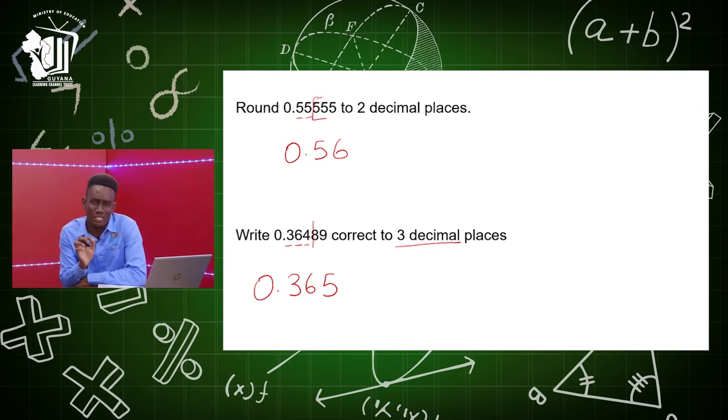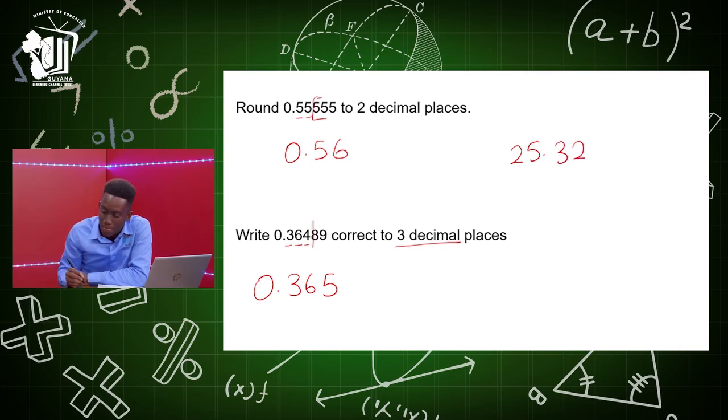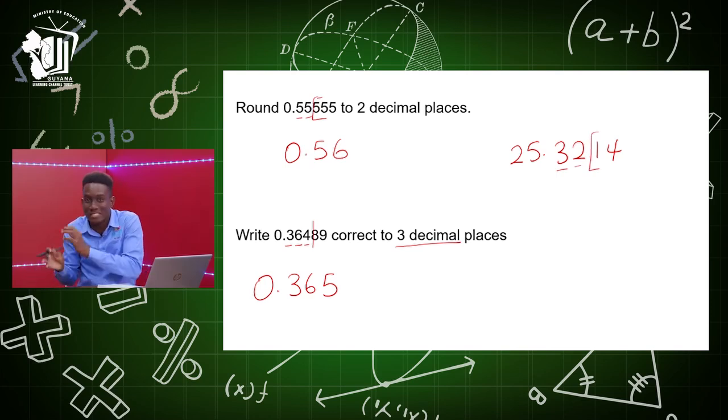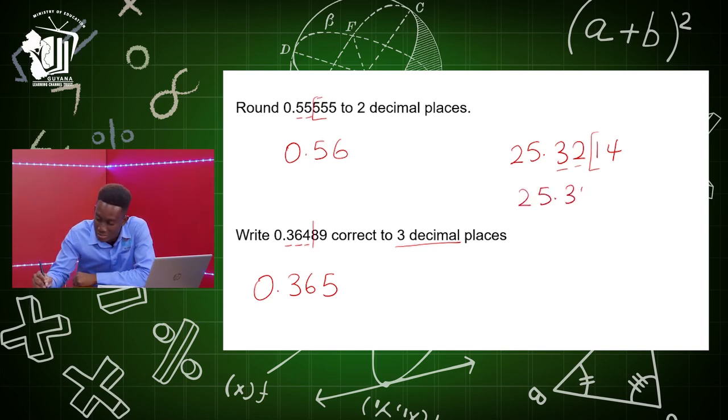Let me do one more example. Let's say I had the number 25.3214, and I want to write this correct to 2 decimal places. Of course, I count 2 digits after the decimal point, 1, 2. Then I look at the next number, which is 1. Of course, this is not 5 or more, so we leave it as it is. So this would be 25.32. And that is it for decimal places.